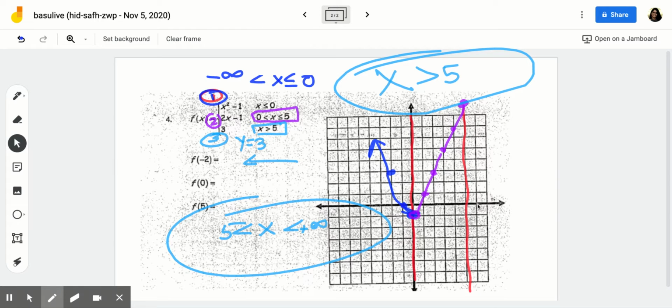Which numbers are greater than 5? 6. 6 goes to 3. 7 goes to 3, 8 goes to 3. This one is an open circle because it's already closed up there, so the arrow looks like that, going that way. Okay, so I hope this was a little helpful.